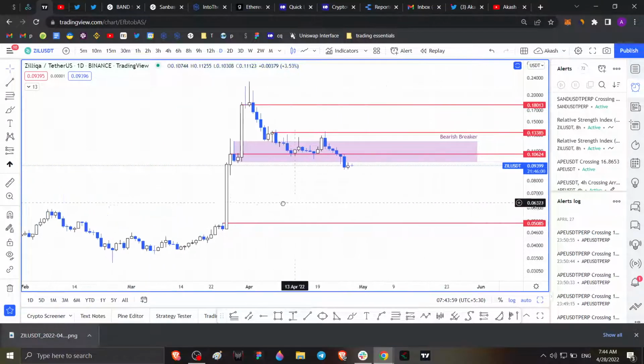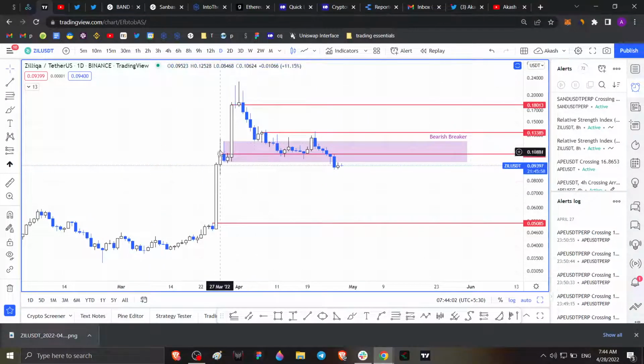right? And if you see Zilliqa over here, it's doing exactly that. Price formed a high on 27th March. Price formed a higher high on April 1st, right? So this is a simple market structure break. And then you go for the origin of the second move, which is over here, and then you find the demand zone.